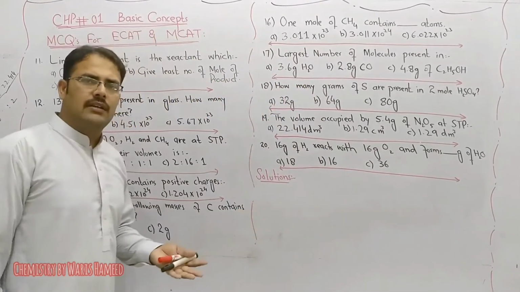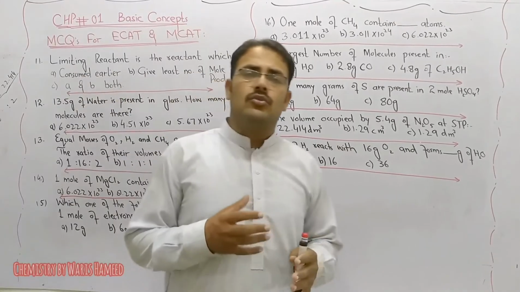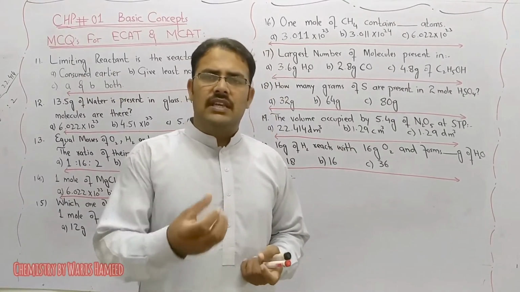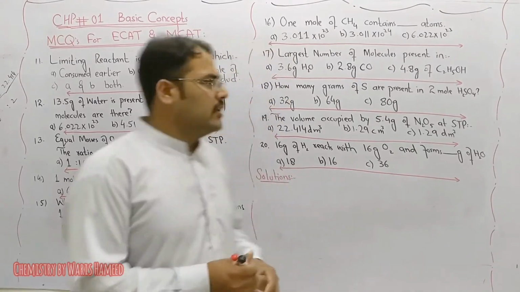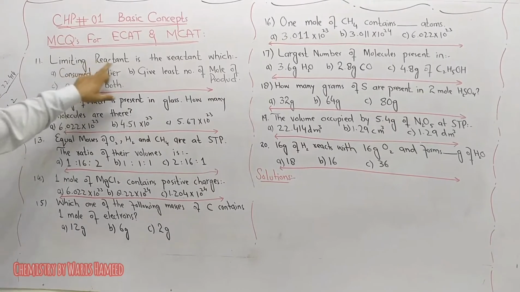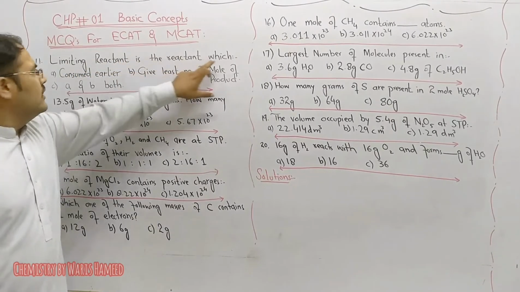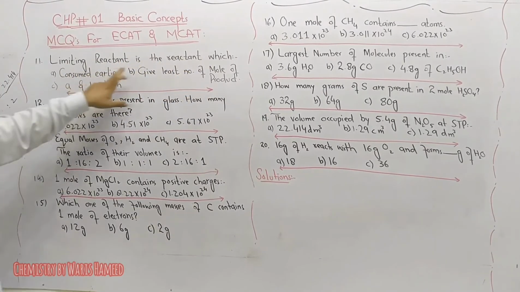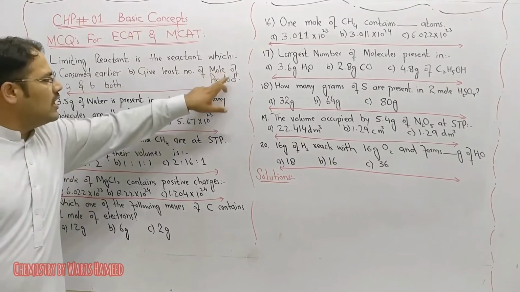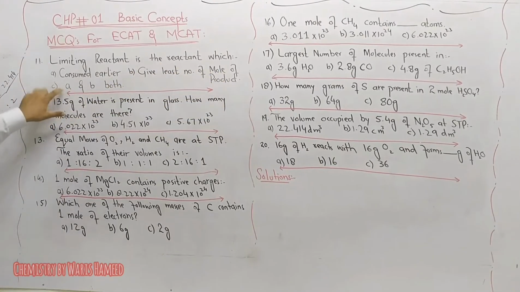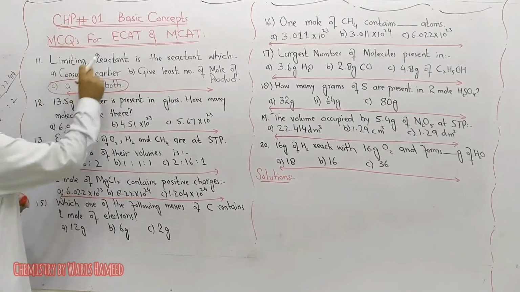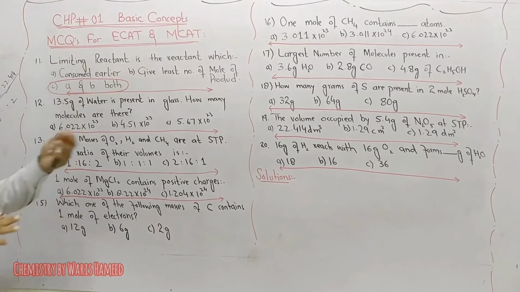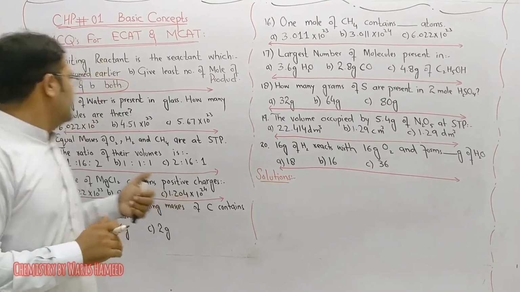What is a limiting reactant? Limiting reactants are those reactants which give us the least amount of product and are consumed earlier during a chemical reaction. So limiting reactant is the reactant which is consumed earlier and gives the least number of moles of product, and option C is A and B both. So the correct option is A and B both, because these two options are totally related to the limiting reactant.